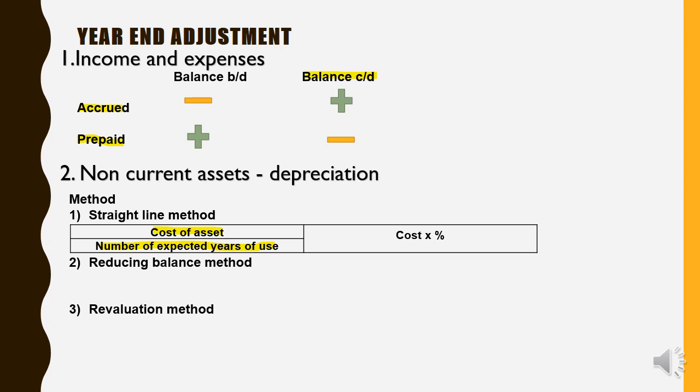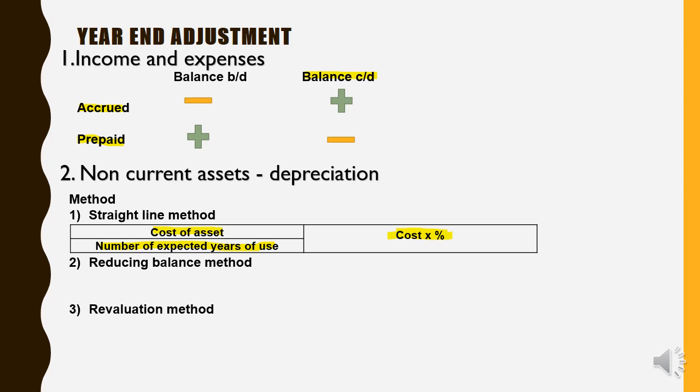If the question gives you cost and then the percentage, we will use another formula, which is cost times the percentage. Okay, the famous one is this: cost times the percentage. Most of the questions will ask you to do this: cost times the percentage. Second method is reducing balance.